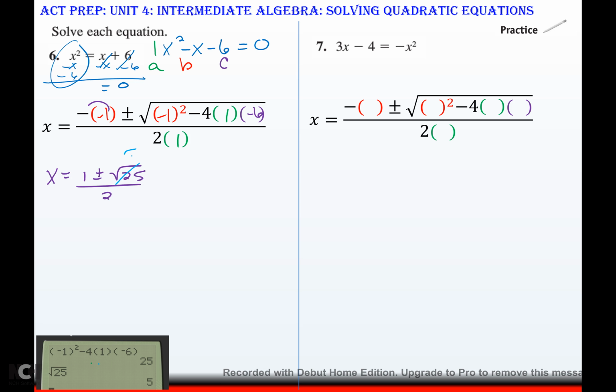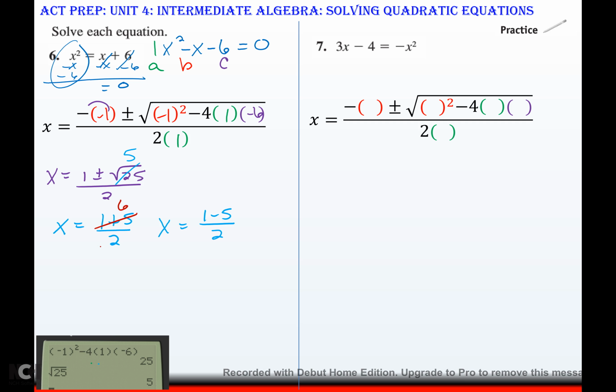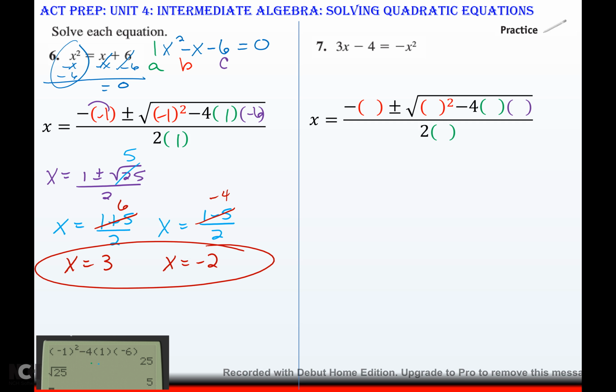Simplifying, the square root of 25 is 5. So my two solutions, I have 1 plus 5 divided by 2, and I have 1 minus 5 divided by 2. Simplifying those, 1 plus 5 is 6, divided by 2 is 3. 1 minus 5 is negative 4, divided by 2 is negative 2. And those are my solutions.